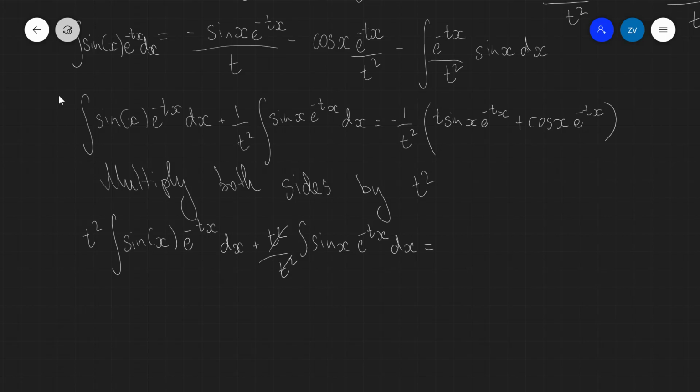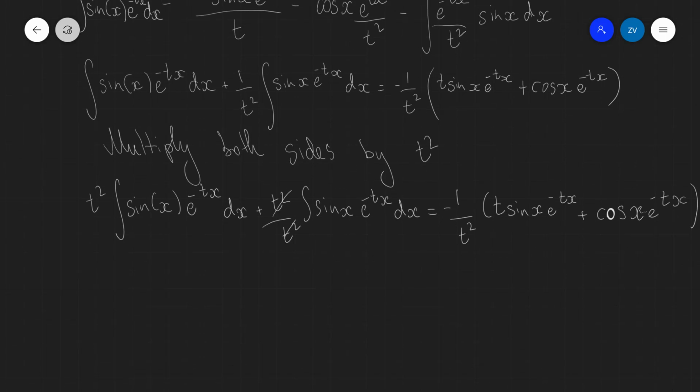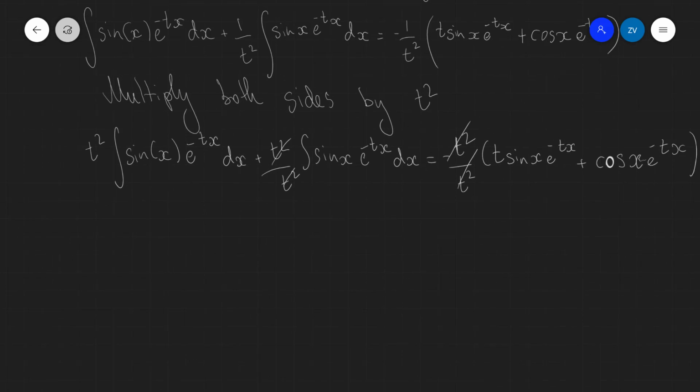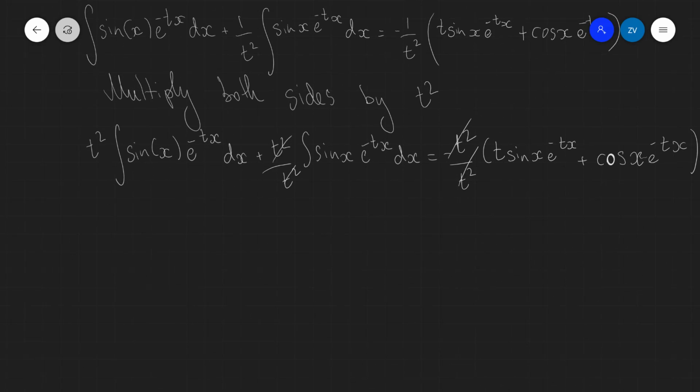That will then be equal to minus 1 over t squared, t sine of x e to the minus tx plus cosine of x e to the minus tx. We're almost there, and one thing that we need to do as well is multiply the right hand side by t squared as well, which will also get cancelled out. The negative sign though will remain. Okay, well, let's factorize the integral sign.